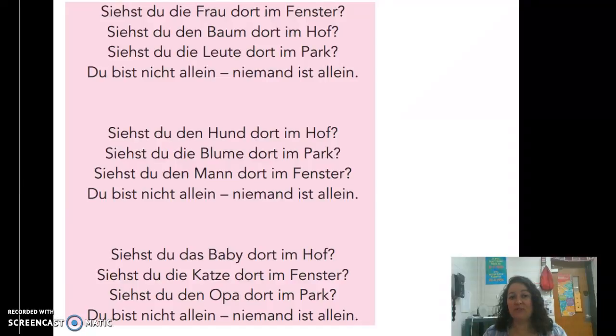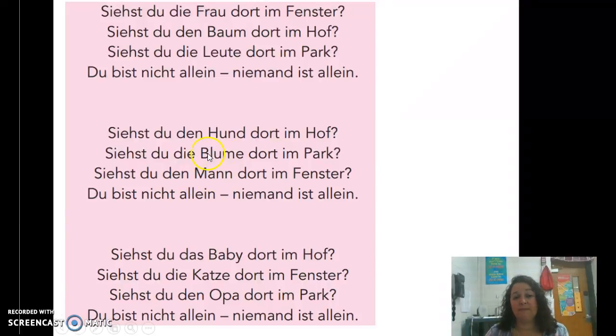Okay, hopefully your substitute paused it, and you came up with the different direct objects. So if you go and read it, siehst du die Frau, siehst du den Baum, siehst du die Leute. Die Frau, den Baum, and die Leute are all the direct objects because they are what you see. Notice that Baum is a der word, and it becomes den. We're going to talk about that later, but we've already learned that a little bit. In the second stanza, siehst du den Hund, siehst du die Blume, and siehst du den Mann. Hund, Blume, and Mann are all the direct objects.